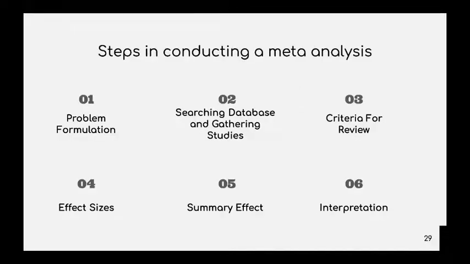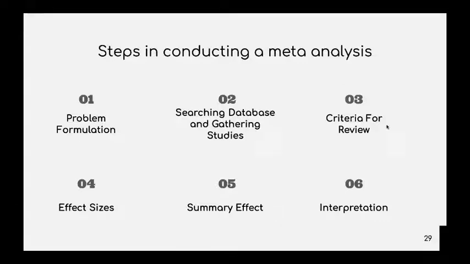All right, so here are 6 steps in conducting a meta-analysis. The first step is problem formulation. A researcher who wants to do research must have enough studies on a subject before the quantitative review can proceed. Next is searching databases and gathering studies. The researcher gathers all the relevant literature in a systematic manner by searching databases, examining review articles, and obtaining research that has not been published.